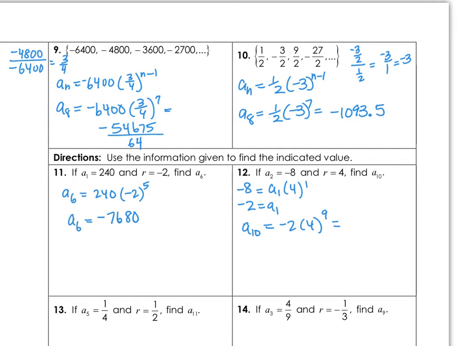And if you plug that in your calculator, let's see what we get. Negative 2 times 4 to the 9th power. You get negative 524288.